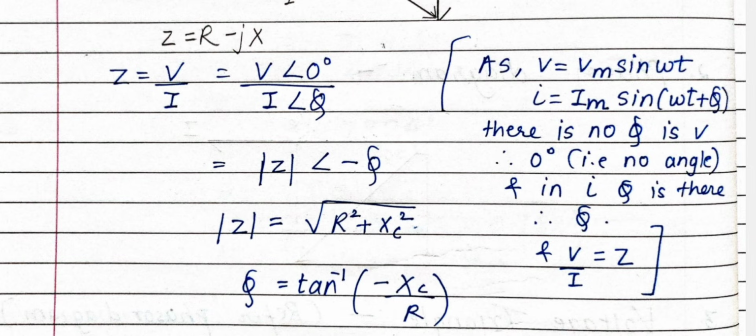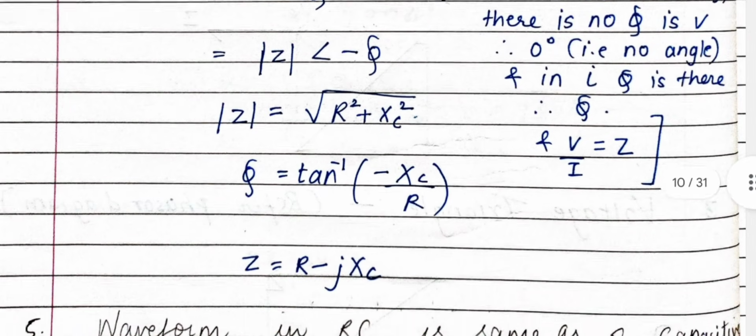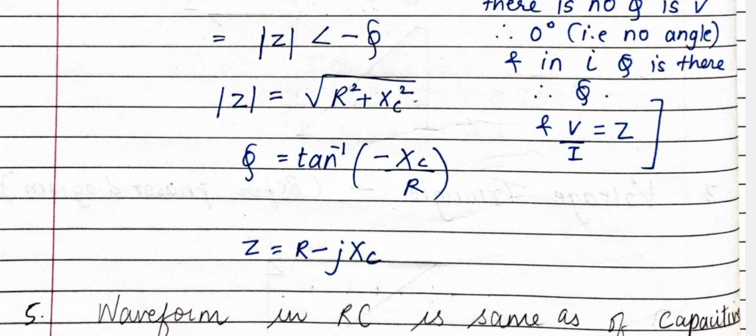This is your equation, or you can just write the impedance formula, that is Z is equal to under root of R square plus XC square, okay. This much is also enough. Just write phi is equal to tan inverse. Now remember, here you have minus XC upon R, okay.